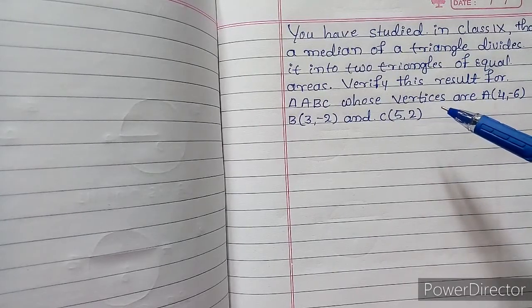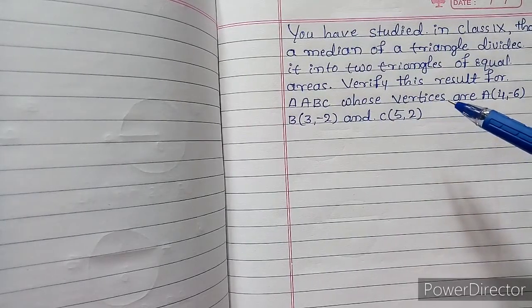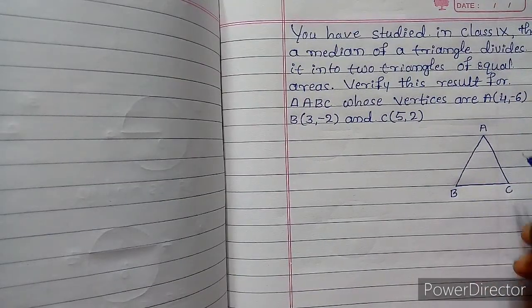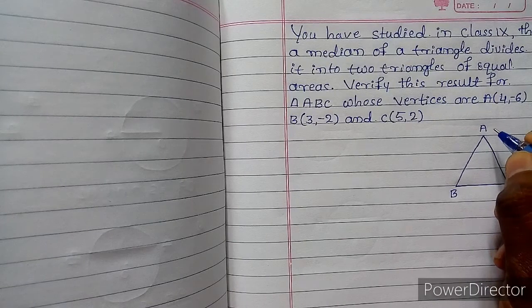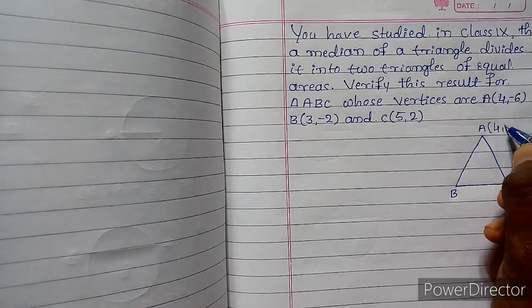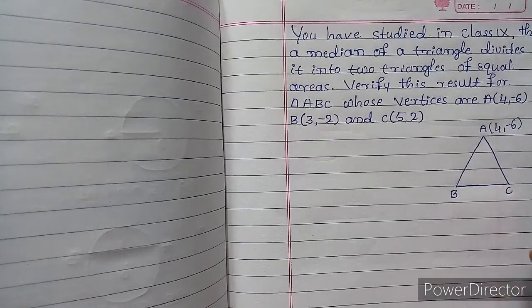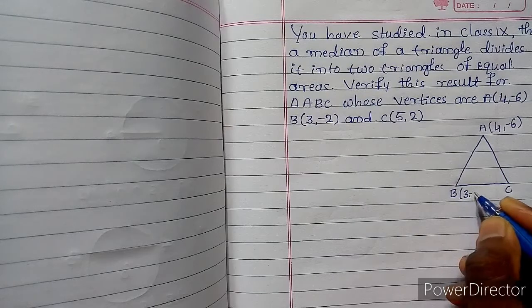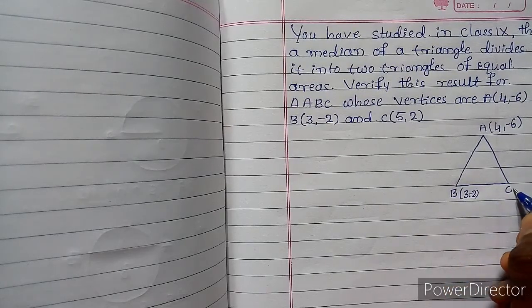Here they are given a triangle, that is, ABC is a triangle. They are given the coordinates of the point A as 4 comma minus 6, then the coordinates of the point B as 3 comma minus 2, then the coordinates of the point C as 5 comma 2.